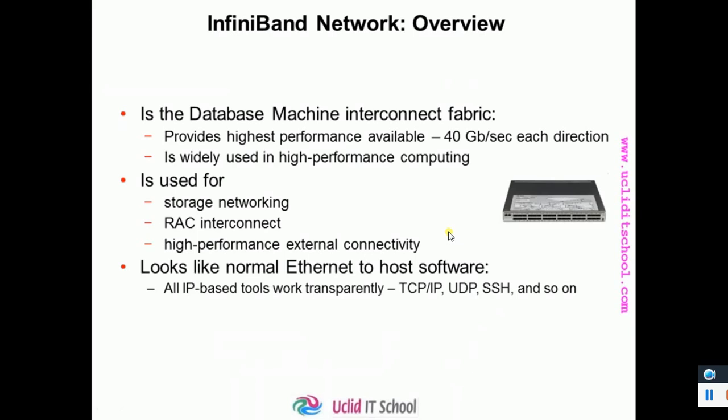Okay. Now, let us learn more about the InfiniBand network. As we discussed, InfiniBand is the database machine interconnect fabric, which connects your database servers with storage servers. InfiniBand is the latest networking technology, which has very high bandwidth and low latency, and provides transfer rates up to 40 GB per second in each direction. Okay, half duplex or duplex, single direction or both directions.